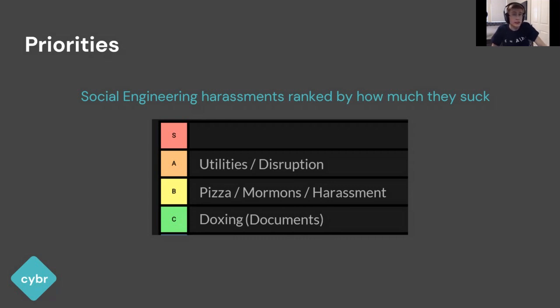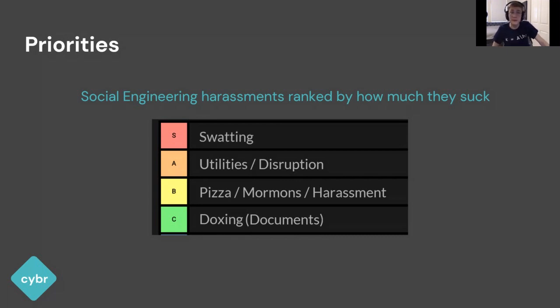Finally, there's one extra tier on top. It is S rank for a reason. Can anyone guess what the top tier of social engineering harassment is? Correct. Thank you, all of you, for guessing. Enhanced interrogation. No, it is swatting.